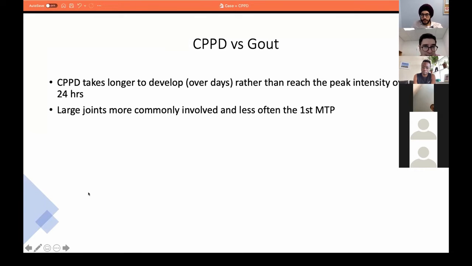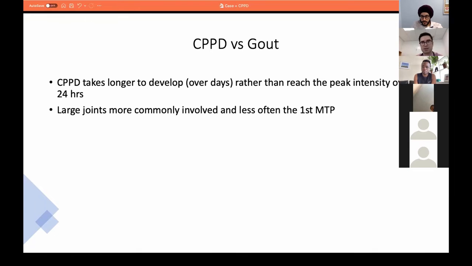So how to distinguish it from gout? Clinically, CPPD usually takes a little bit longer to reach its maximum effect. With gout, typically we say it takes about 24 hours, and patients usually wake up with a painful foot, they cannot bear weight. And usually with gout, if they are in the initial stages of developing gout, it's in their first MTP, the podagra.